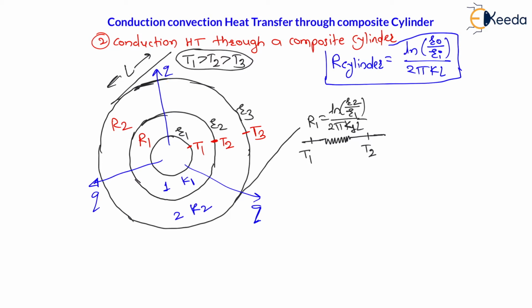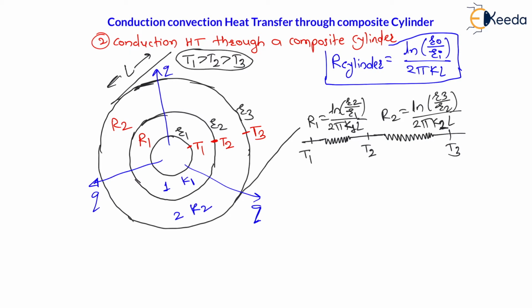Now, the second cylinder is between temperature T2 and T3. Therefore, between temperature T2 and T3, again there is one resistance, that is R2, which is equal to, for the second cylinder with inside radius R2 and outside radius R3, ln of R3 divided by R2, divided by 2 pi, thermal conductivity of the second cylinder K2, L. Therefore, it is ln of R3 divided by R2, divided by 2 pi K2 L. This is how there will be a circuit.